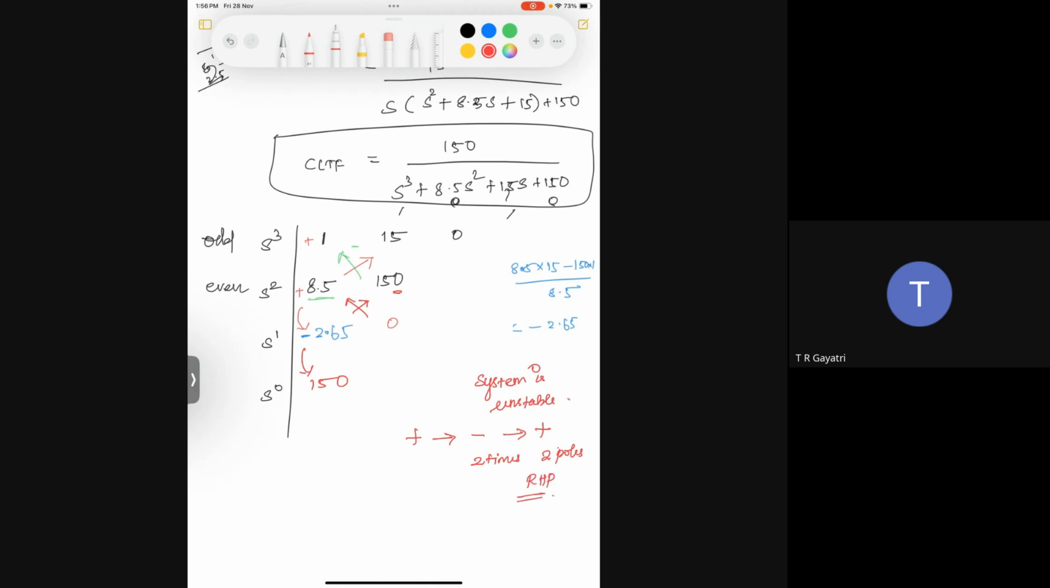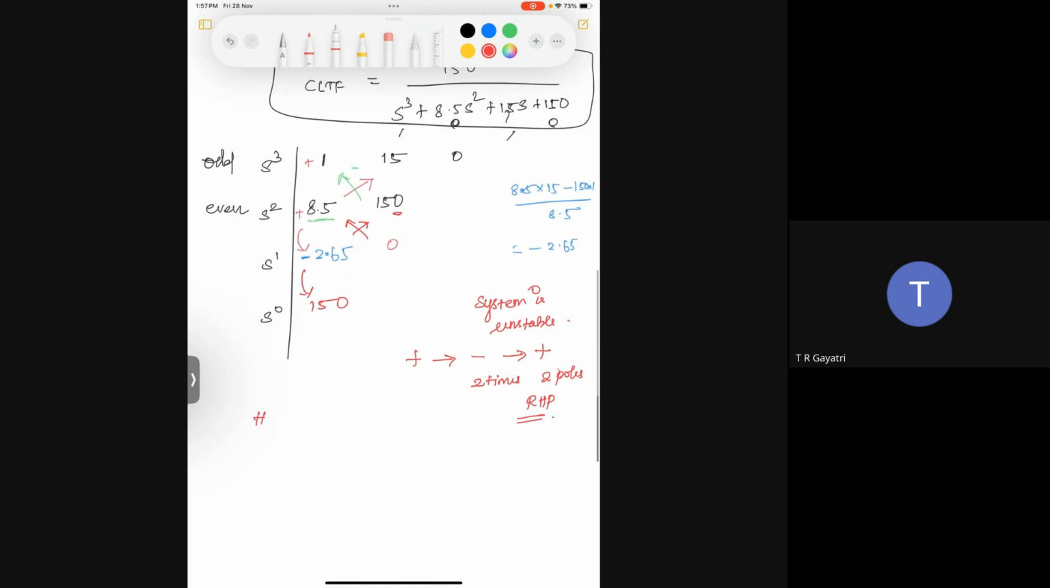This is another question. If someone asks how many poles are in the right half of the S plane, by giving a characteristic equation or an open loop system, you should be able to find the closed loop transfer function, then do Routh-Hurwitz, see how many times the sign changes, then come to the conclusion that the number of times the sign changes is equal to the number of poles in the right half of the S plane. Right. Now we know the system is unstable, the closed loop system is unstable.